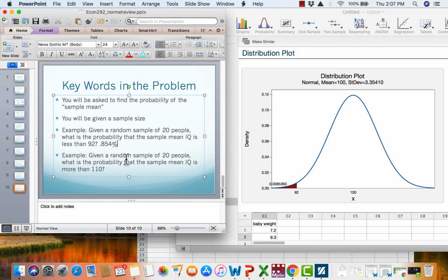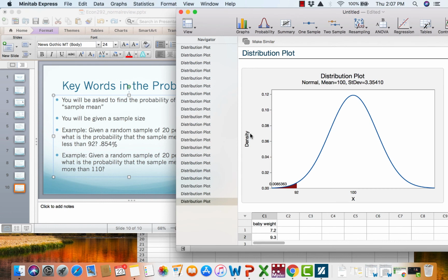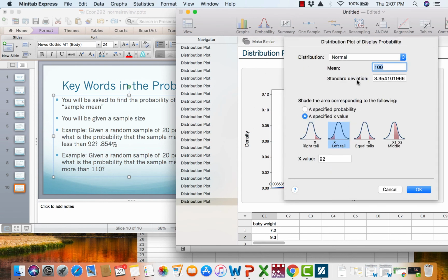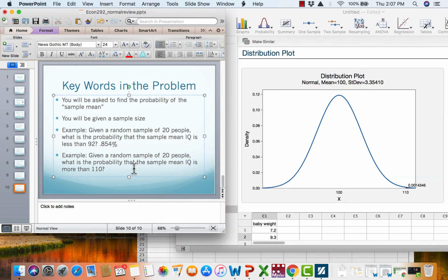Let's do the same thing, but with a greater than. Now, given a random sample of 20 people, what is the probability that the sample mean IQ is more than 110? This is where make similar is so nice, because none of us want to retype that standard deviation. We can just go into make similar. But we now have a right tail problem because it specifically says more than. We change our IQ to 110 and say OK. And we get this very small probability, 0.143%.